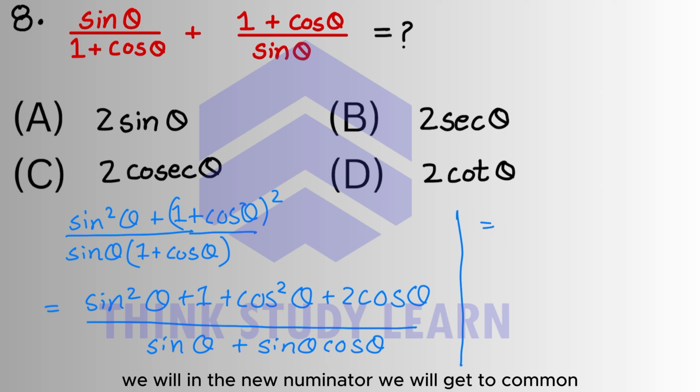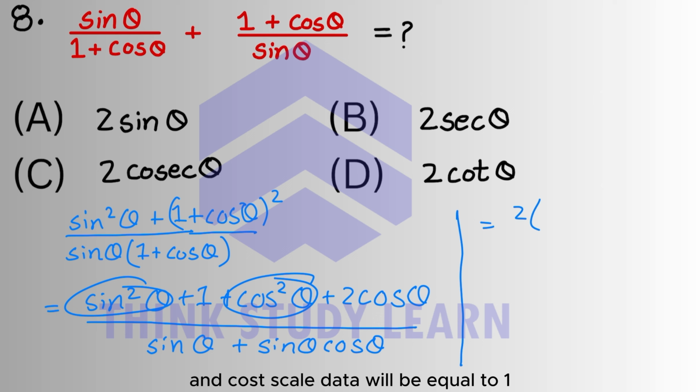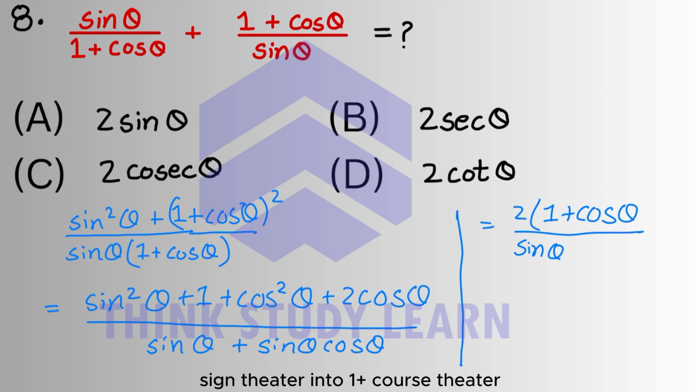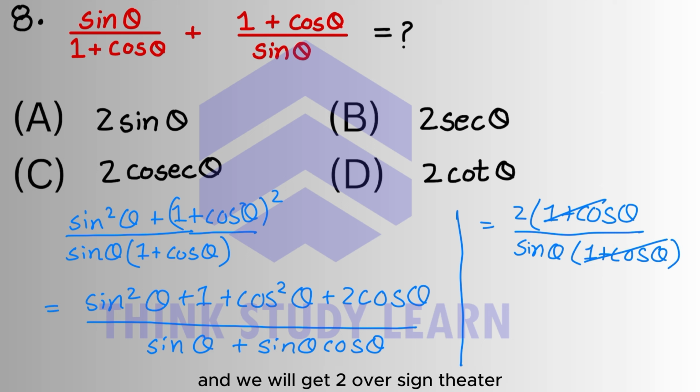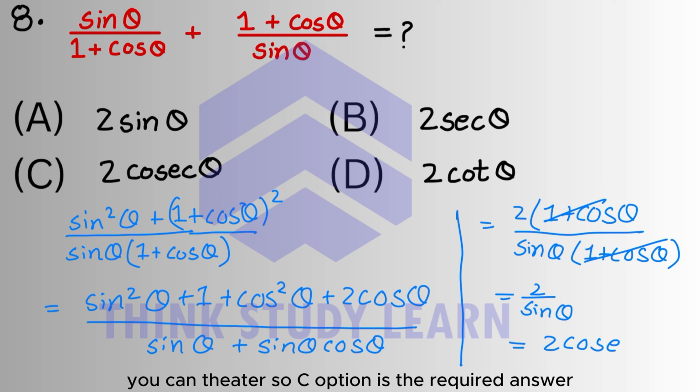Simplifying, in the numerator we will get 2 common, because sine square theta and cos square theta will be equal to 1, so 2 into 1 plus cos theta, and in the denominator sine theta into 1 plus cos theta. These will cancel out and we will get 2 over sine theta, which is also equal to 2 cosecant theta. So C option is the required answer.